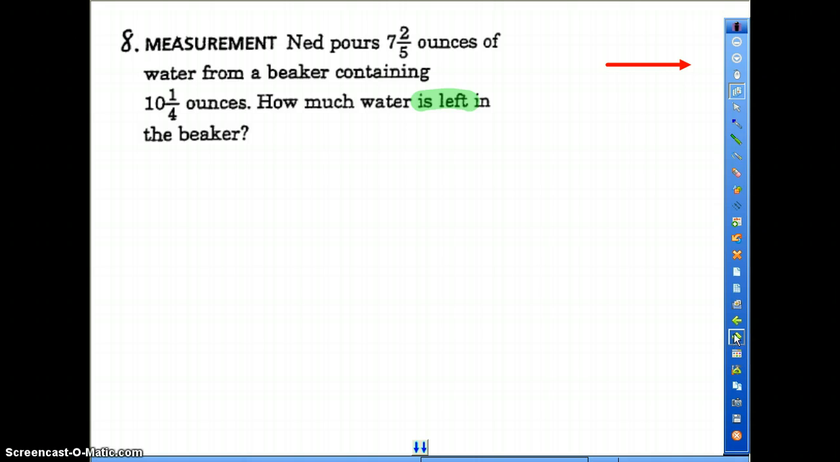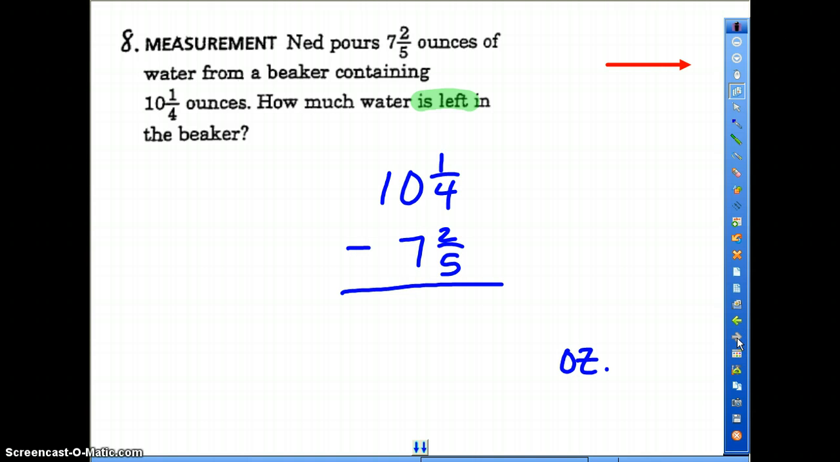Last question. Ned pours 7 2/5 ounces of water from a beaker containing 10 1/4 ounces. How much water is left in the beaker? There's a clue word. What are we doing here? Is this addition, subtraction, multiplication, or division? Yeah, that's a subtraction problem. Okay, so you'll set it up like this. Adding and subtracting, you have to have common denominators. Your units here are in ounces.